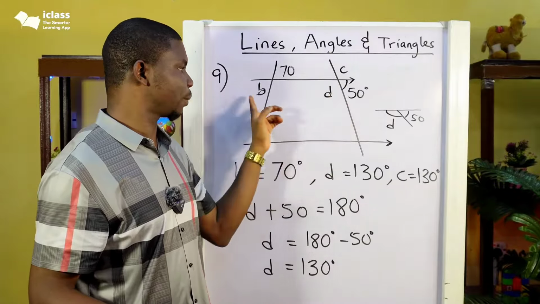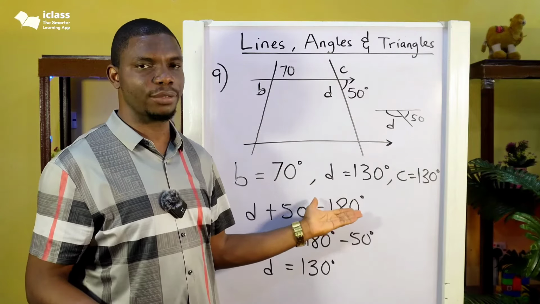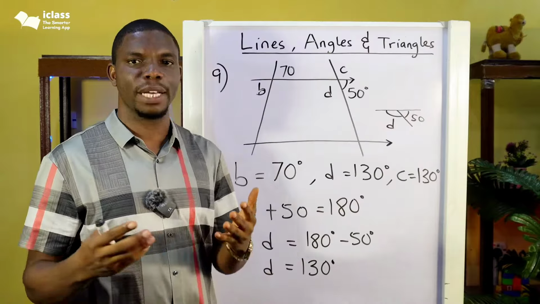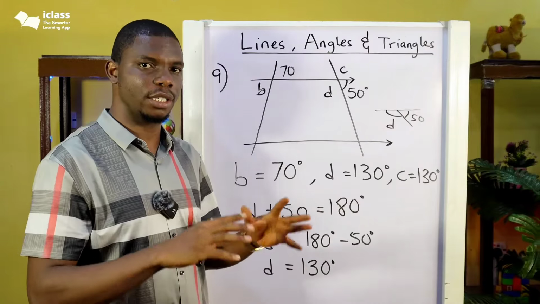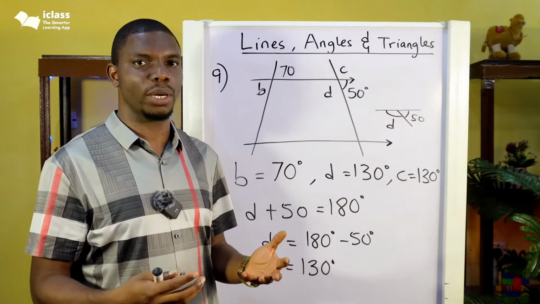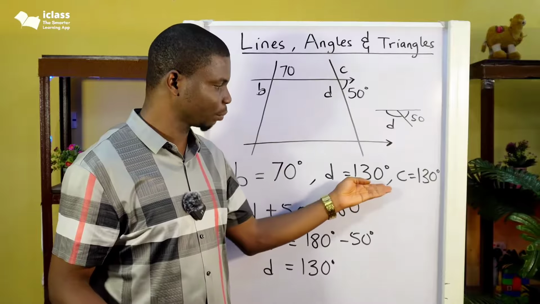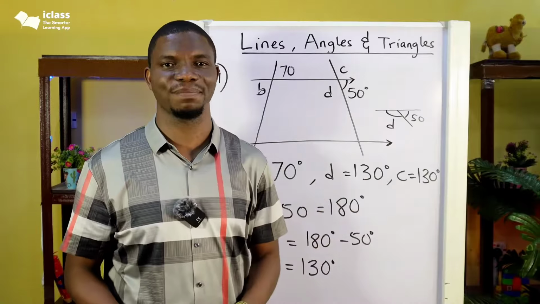C, D, and B. Now, you can see that this is just one way to arrive at the answer. You might arrive at your answer in a different method, maybe faster or maybe slower, but then you should arrive at the same answer: 70, 130, and 130.